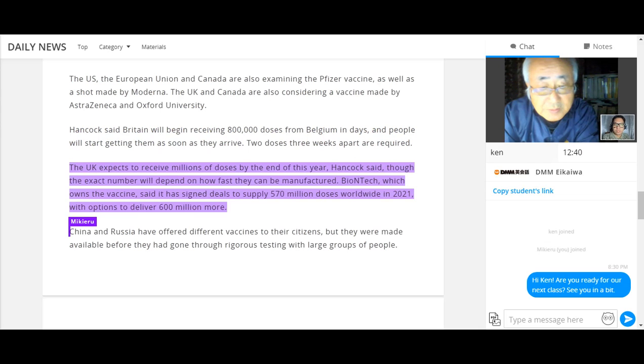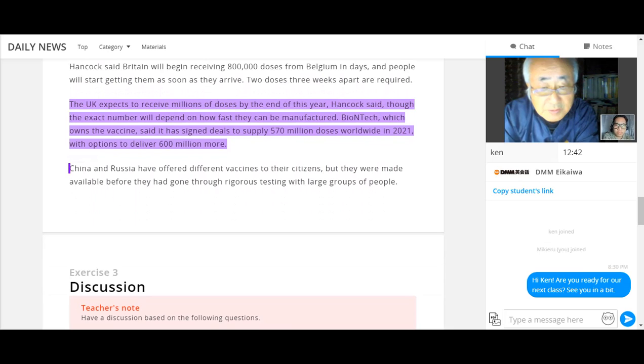So the UK expects to receive millions of doses by the end of this year, Hancock said, though the exact number will depend on how fast they can be manufactured. BioNTech, which owns the vaccine, said it has signed deals to supply 570 million doses worldwide in 2021, with options to deliver 600 million more.